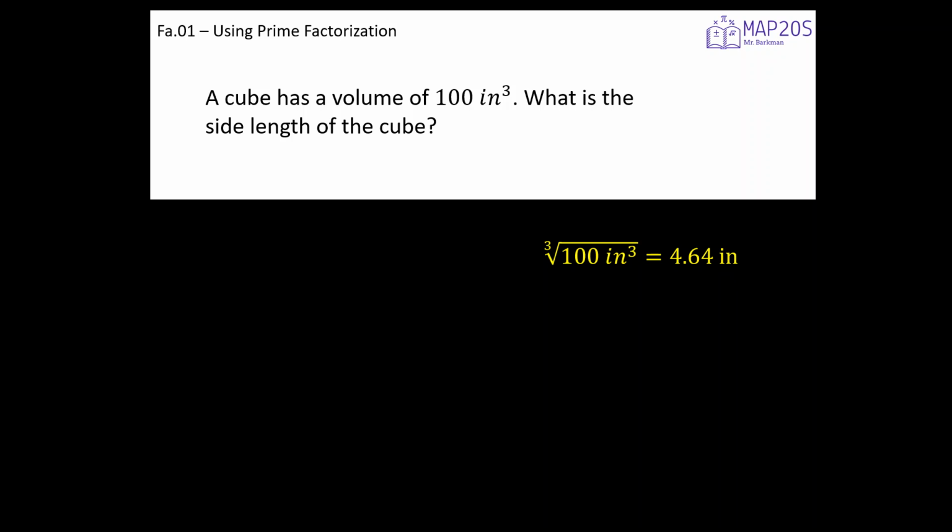Be sure you know how to use the square root and cube root buttons on your calculator, and be sure that you know that a perfect square and a perfect cube come out of those two buttons as natural numbers.